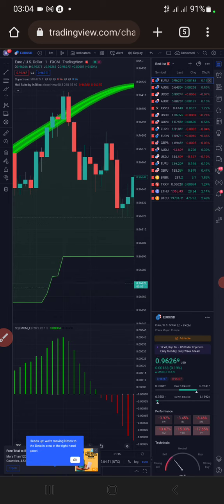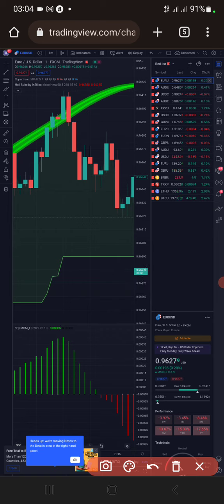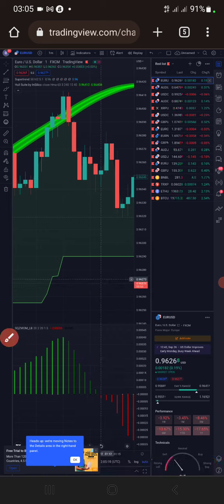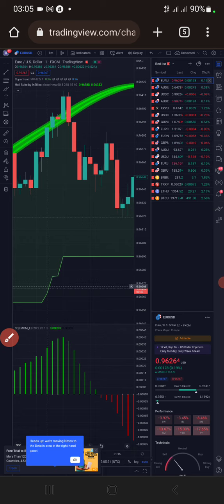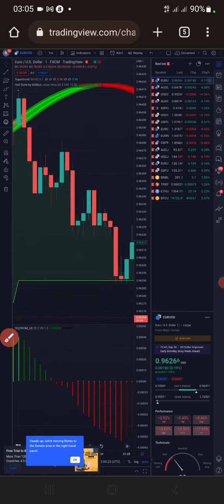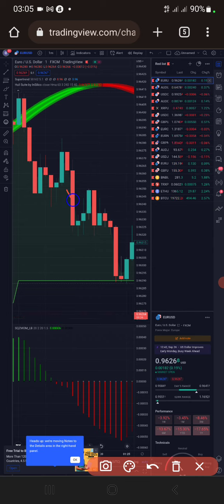And I told you, once a red line comes from here, that means it is in a sell. That means the market has started selling from this candle. So let's see. And as we can see, the market moved down right here.